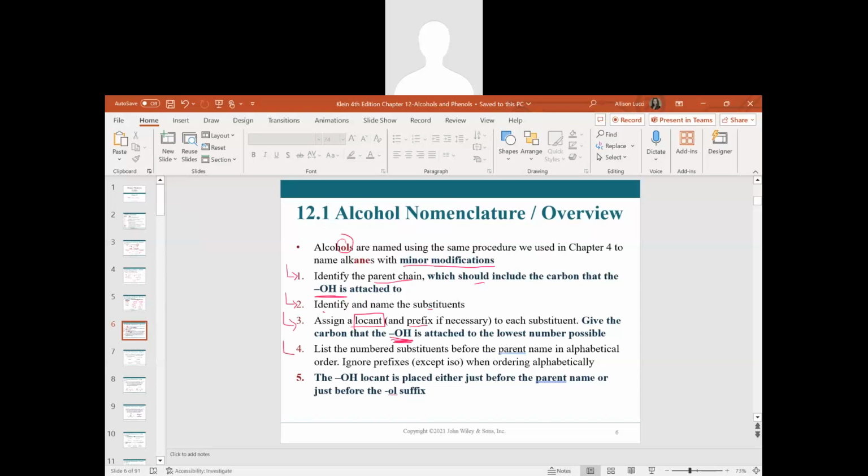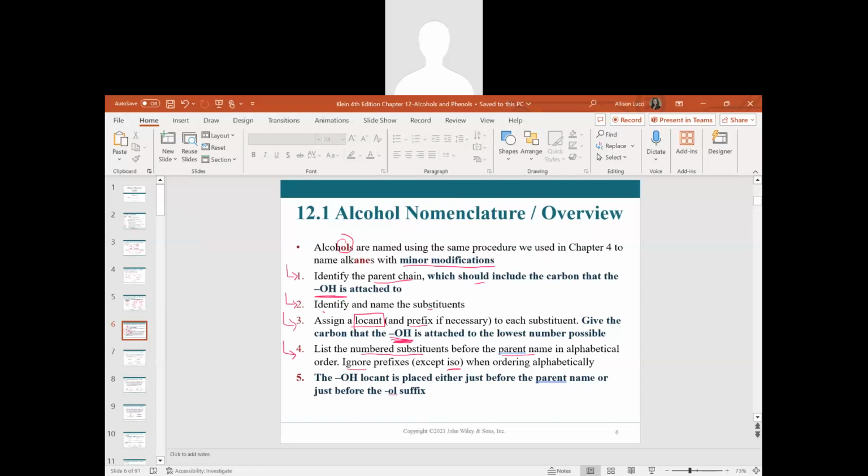And then we'll list our numbered substituents with their locants, alphabetically in front of our parent. We will remember to ignore prefixes like di and tri, and iso will be included if we have an iso form of our alcohol.